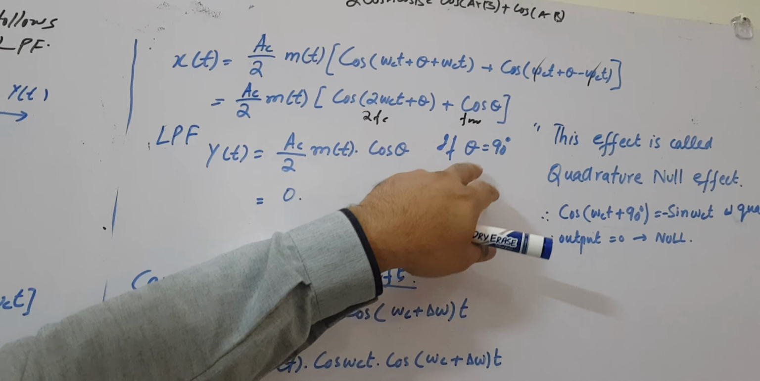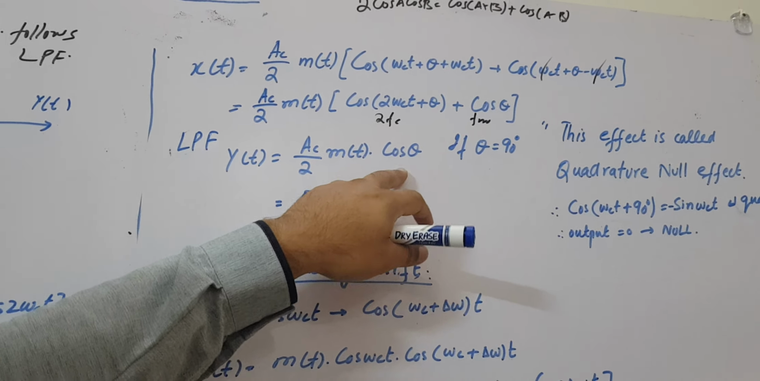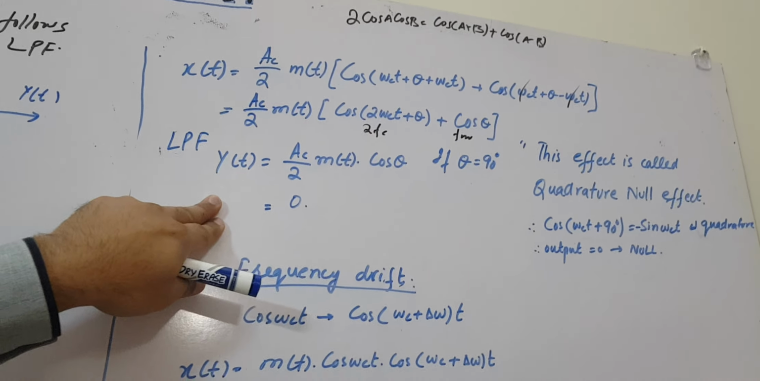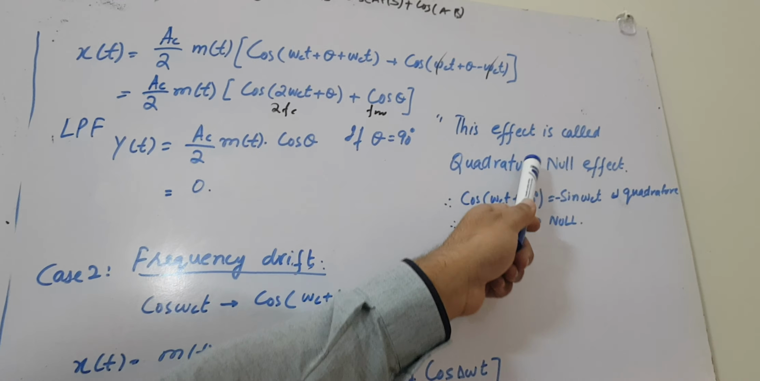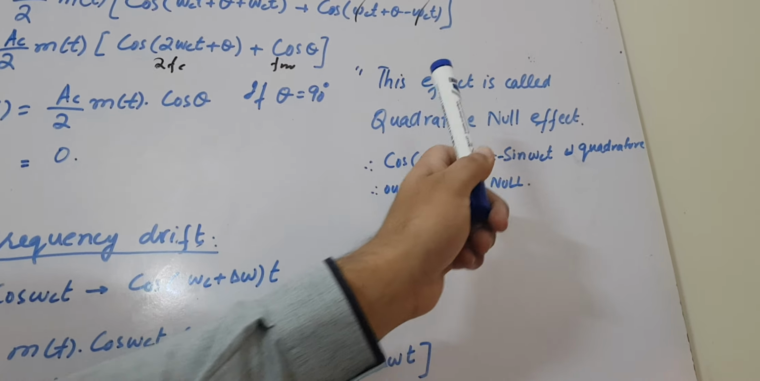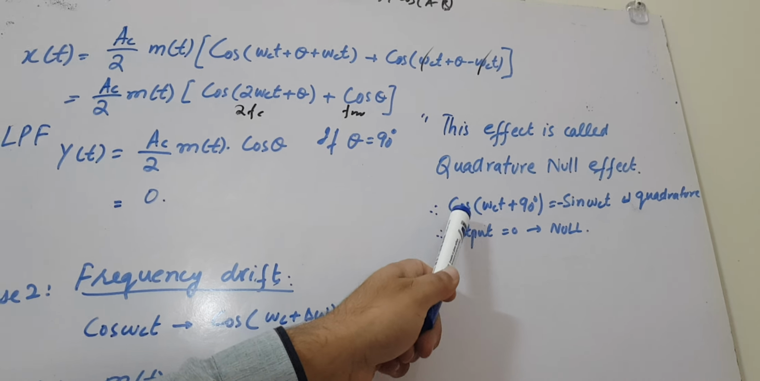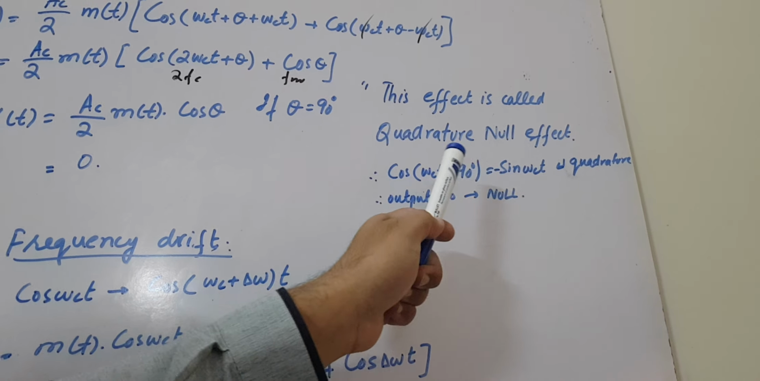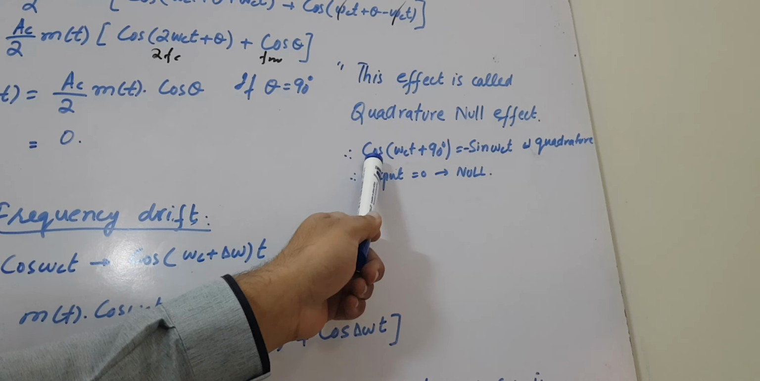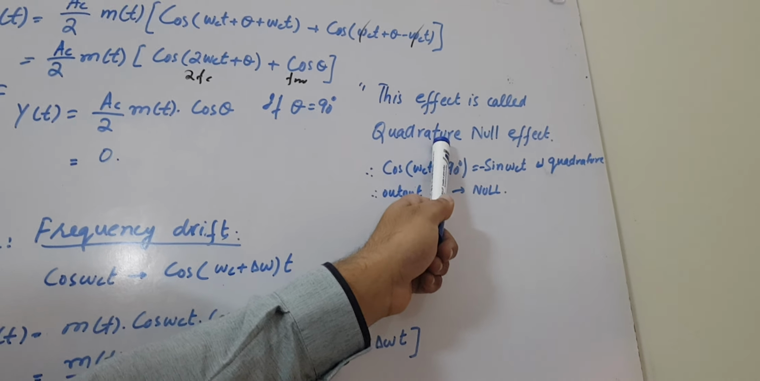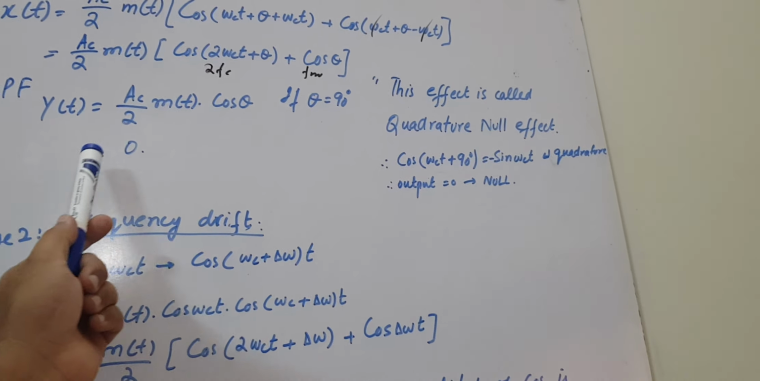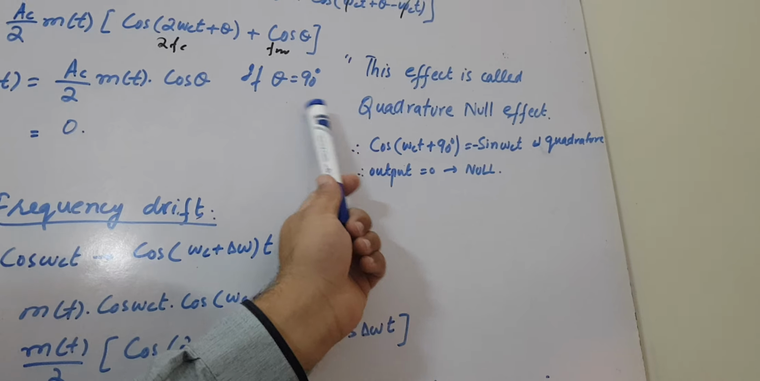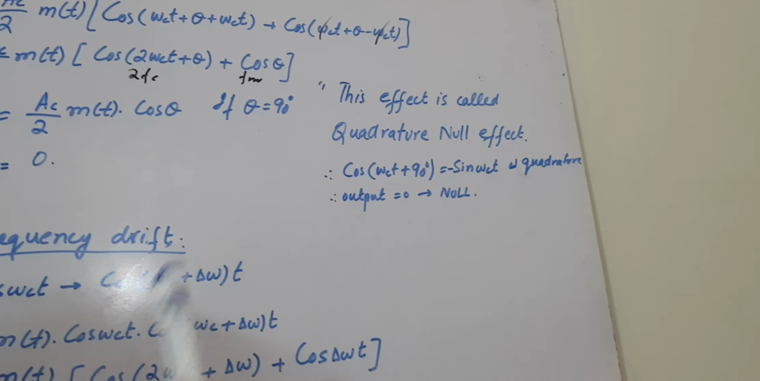If θ is 90 degrees, then cos 90 is 0, and your message will be 0; you do not recover anything. This effect is called the quadrature null effect. Why quadrature? Because cos(ωct plus 90) equals sine, and sine is the quadrature component of cosine. Why null? Because we get zero output. So the name of this effect is the quadrature null effect.